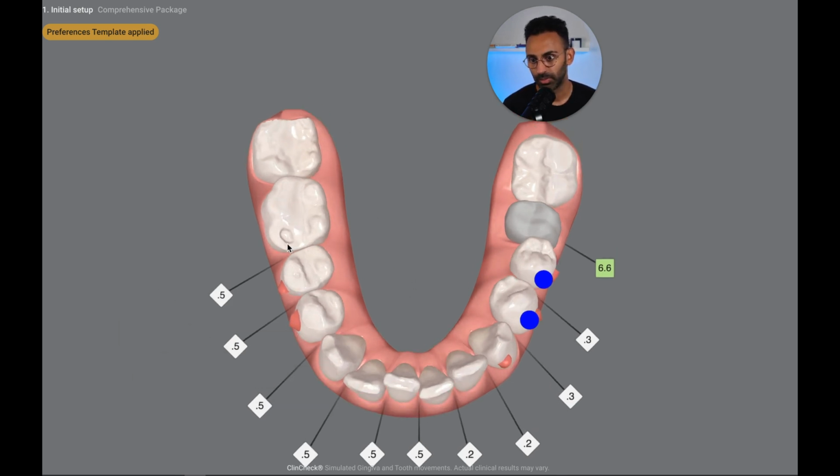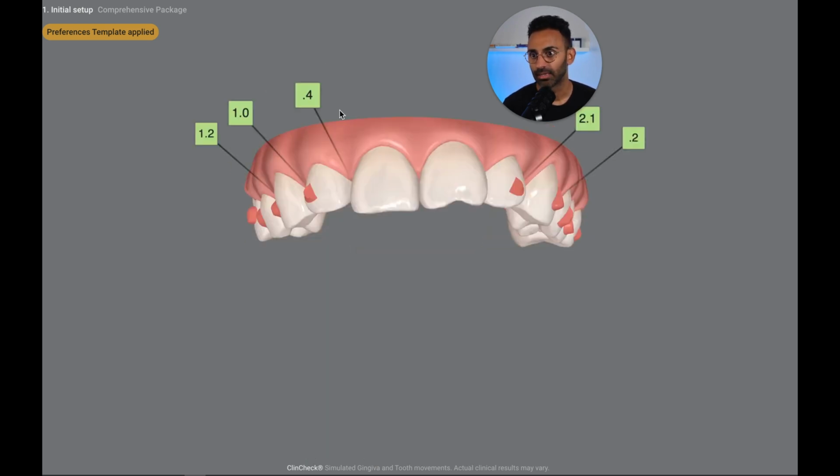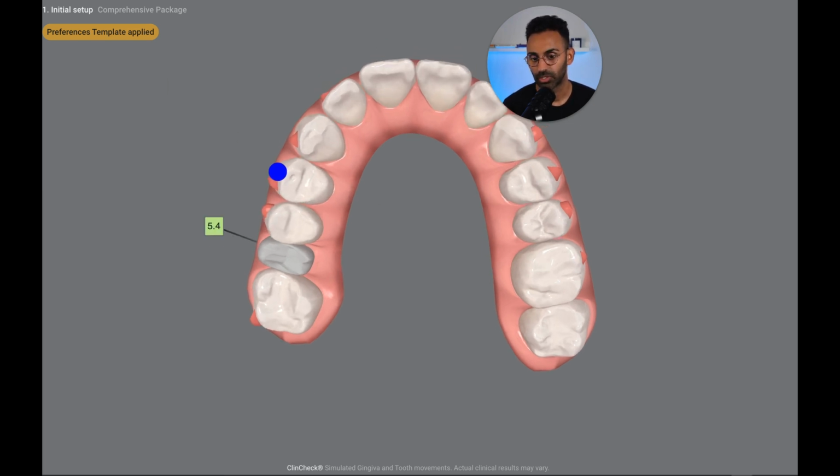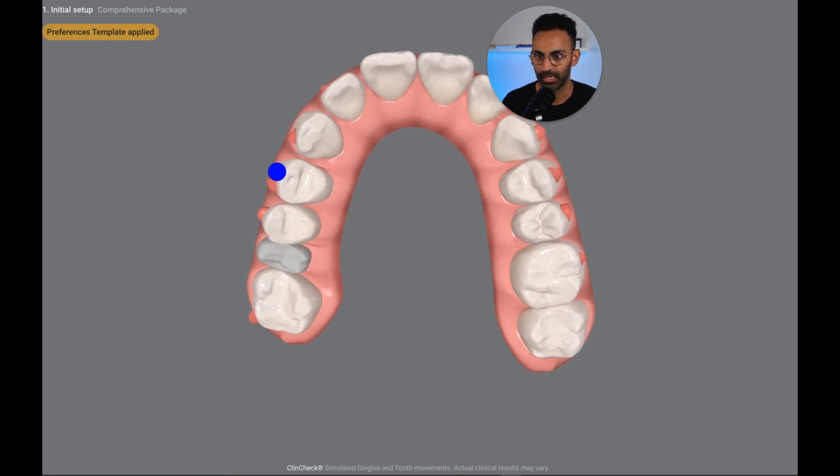My question would be, are you comfortable doing posterior IPR of 0.5 millimeters like this? Me personally, I am not. I like to stick to anterior IPR. I think it's just more predictable. And so you would have to be doing IPR in several areas here. And looking at the maxillary arch, this is not IPR. These are actually spaces. The green squares, when they appear, are just showing you how much space you have between the teeth.